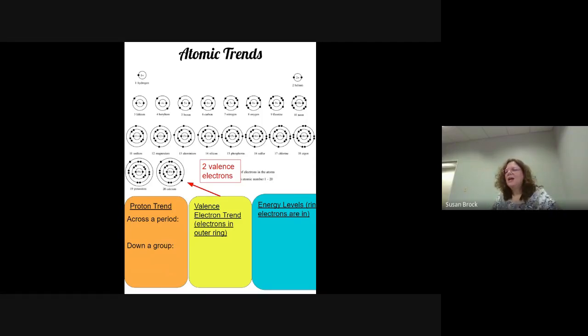Woo! All right, atomic trends. So trends are patterns on the periodic table.